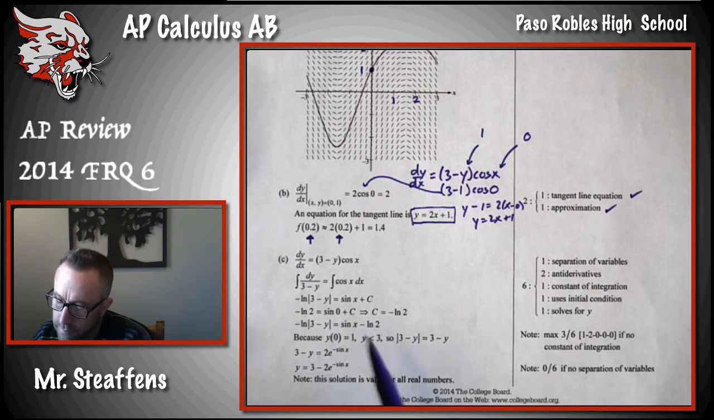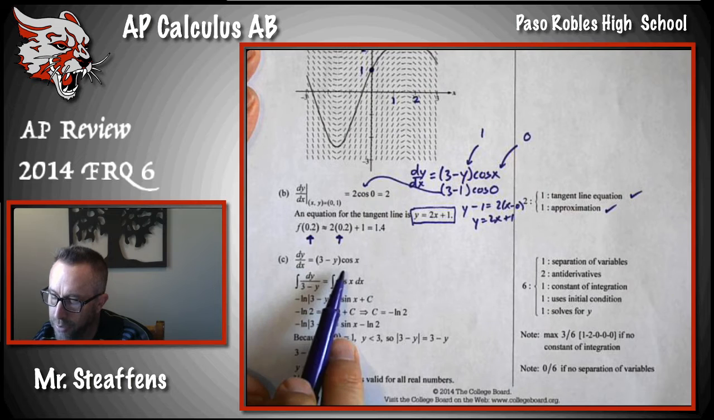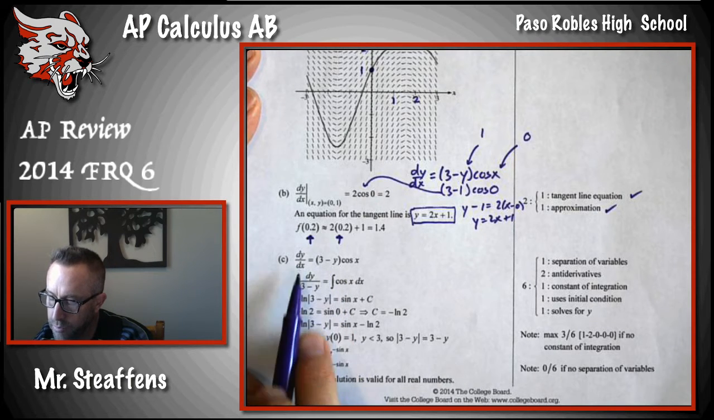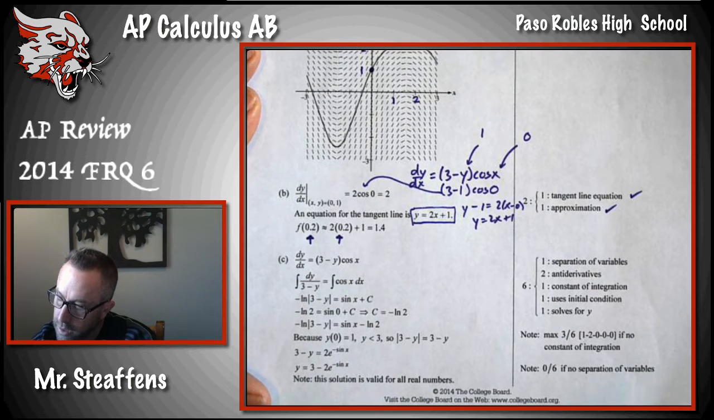So the first step is to take my original equations and separate the variables, which means I take these y's, I put them underneath the y's, and I take the x's and I put it over here with the x's. It's worth a point, by the way.